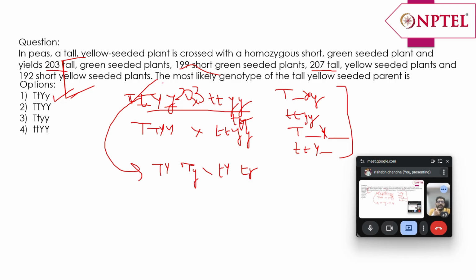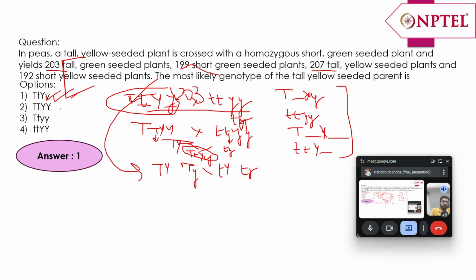Okay, and if the parent were homozygous, then only one gamete would be formed, that will be capital T capital Y, and from this one also a single gamete, small t small y, and if they both fertilize, then that would lead to capital T small t capital Y small y. So only one type of offspring would be formed in that case. So that's why the genotype of the parent would be capital T small t capital Y small y. Okay, so the first answer would be correct.